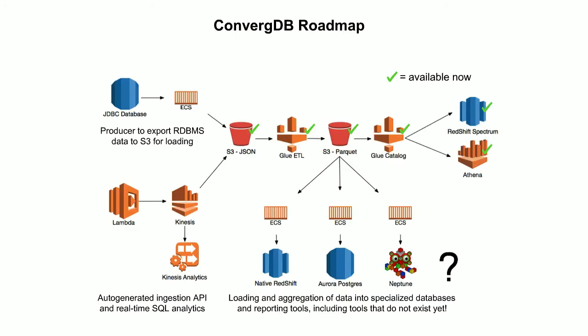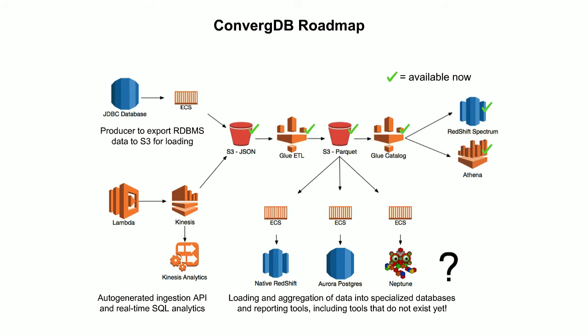Okay, so let me go over the ConvergeDB feature roadmap. So this diagram is showing a few things. Well, it's showing a lot of stuff. Anything that's available now has a check mark to indicate that this is what's in, these are the things I showed you in the demo. These are the technologies that are currently supported.